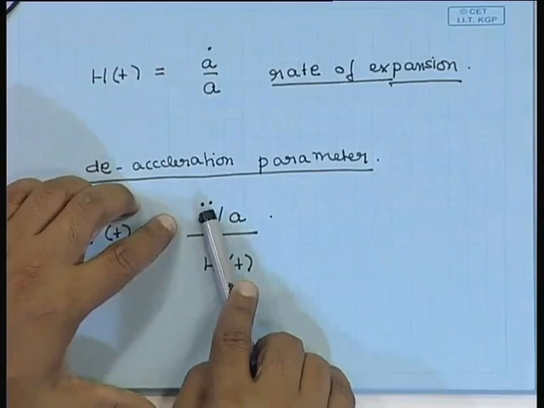Why deacceleration? We know that gravity, from our usual experience, we know that gravity is attractive. So, we expect the gravity to be attractive. So, we expect this A double dot to be negative.